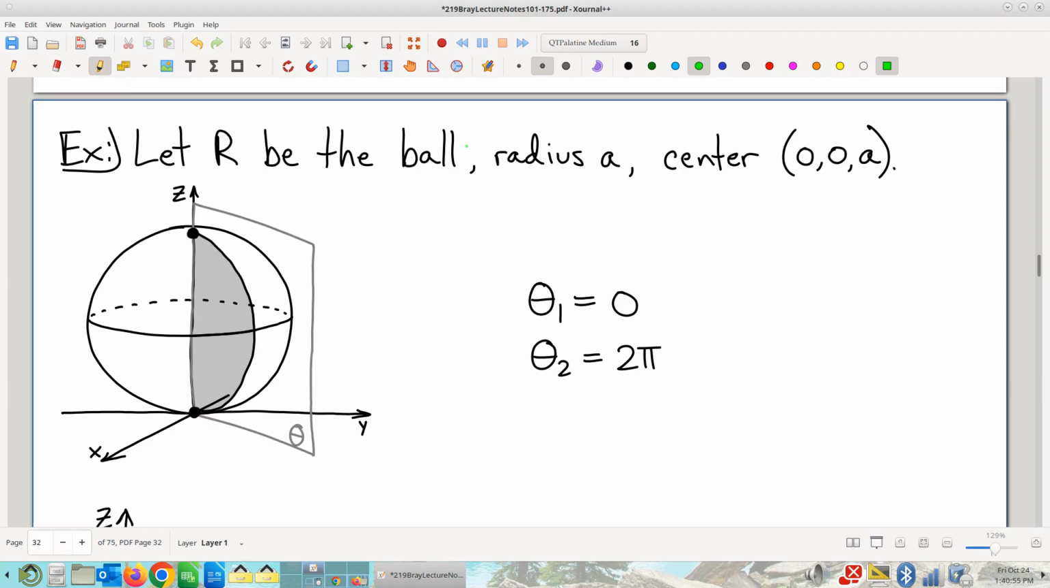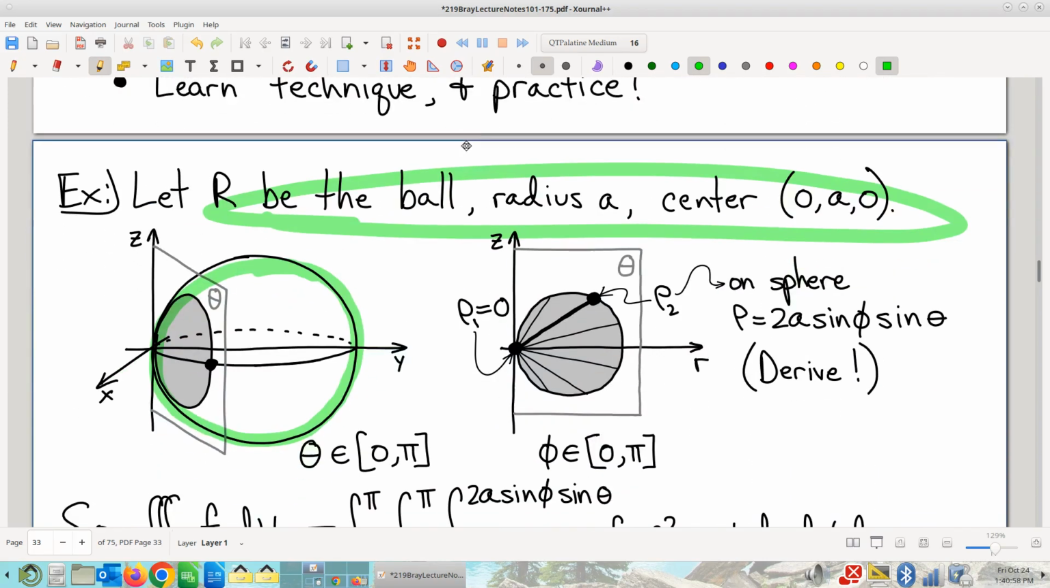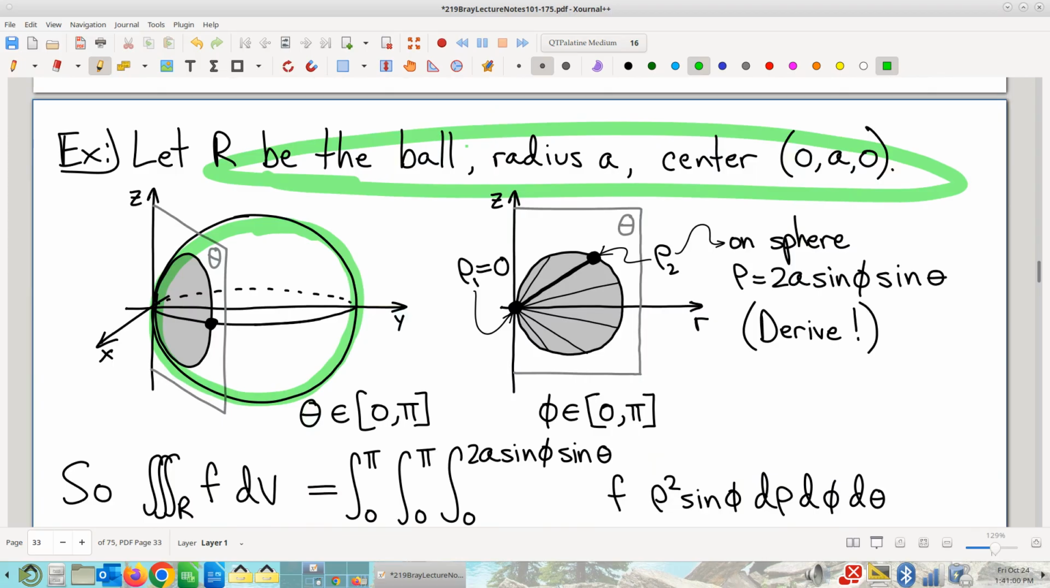This one was centered on the z-axis. This one is centered on the y-axis, but whatever. I mean, all the variables are kind of interchangeable in some sense. And so you might think this is going to be practically identical. It's not. Right? This is a significantly different example.